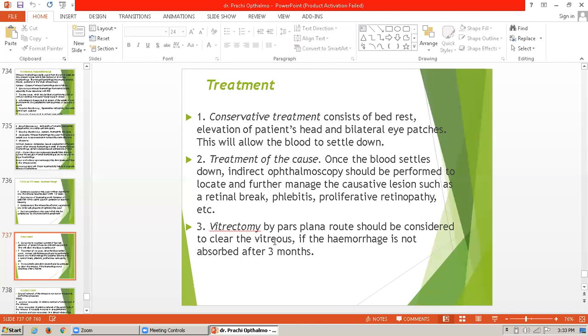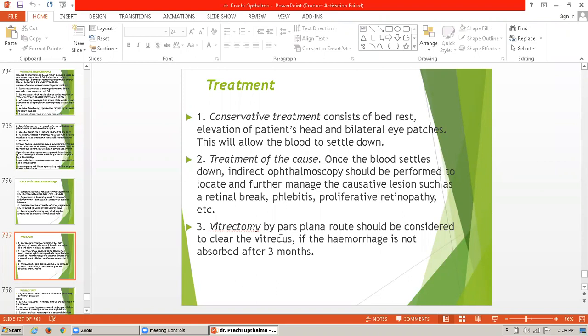So firstly, conservative treatment: bed rest, elevation of the patient's head, bilateral eye patch. This will allow the blood to settle. And treatment of cause once the blood has settled down, then remove the cause. So indirect ophthalmoscopy should be performed to locate and further manage the causative lesions such as the retinal break, phlebitis, proliferative retinal pathology.